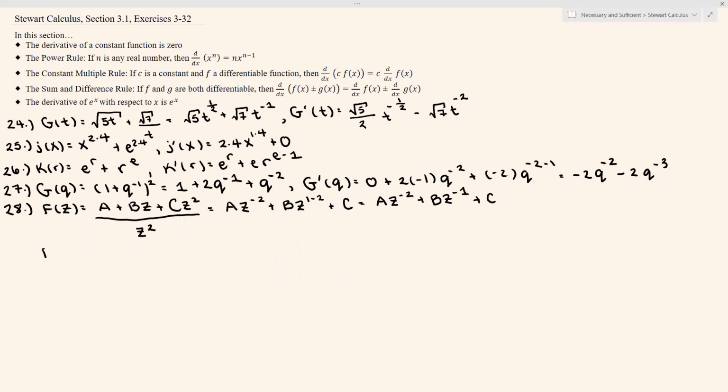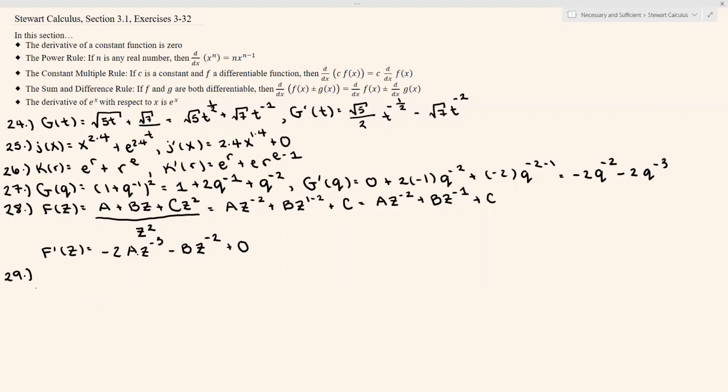So when we take the derivative, we have f prime of z is equal to, I have -2 times a, so minus 2a, z to the power of -2 minus 1 is -3. I'm going to take b and multiply it by -1, so this becomes minus b, z to the -1 minus 1 is -2. And the derivative of c, this is just a constant, is 0. So if we want, we can write plus 0.